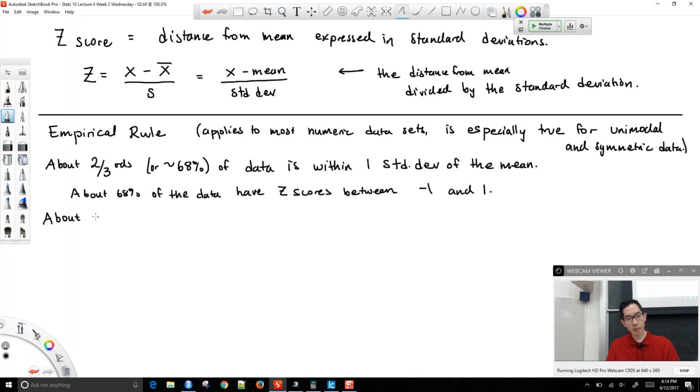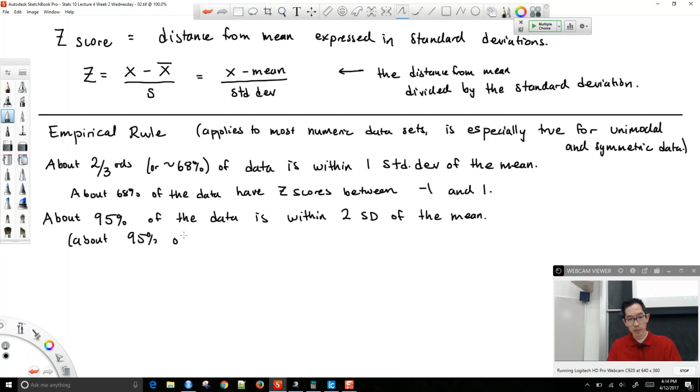There's 3 parts to the empirical rule. The next part says about 95% of the data is within 2 standard deviations of the mean. Or we can say about 95% of the data have z-scores between -2 and 2.